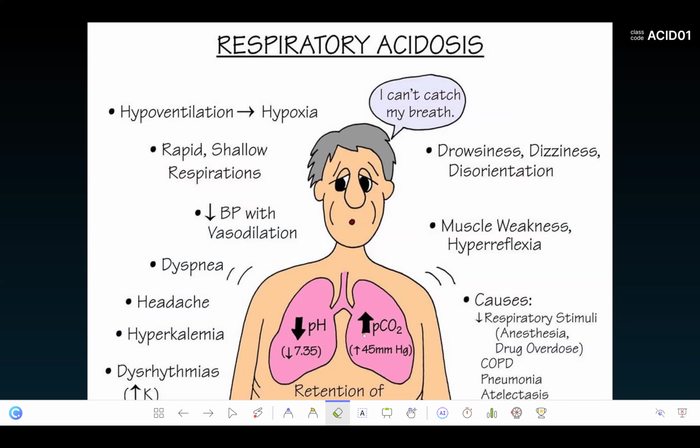They can have drowsiness, dizziness, disorientation, muscle weakness, and hyperreflexia. The causes, of course, are decreased respiratory stimuli, such as anesthesia and drug overdose, COPD, pneumonia, and atelectasis.